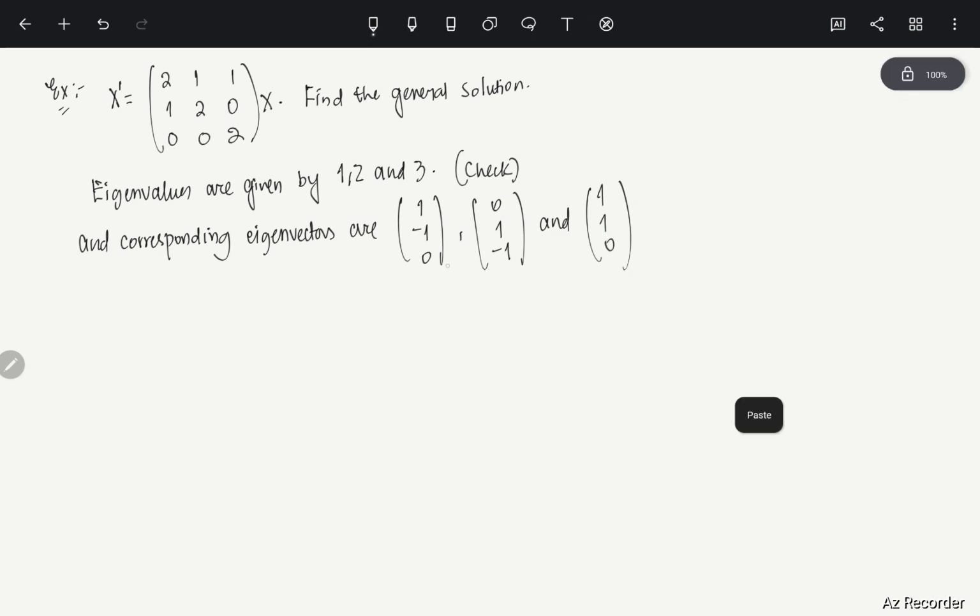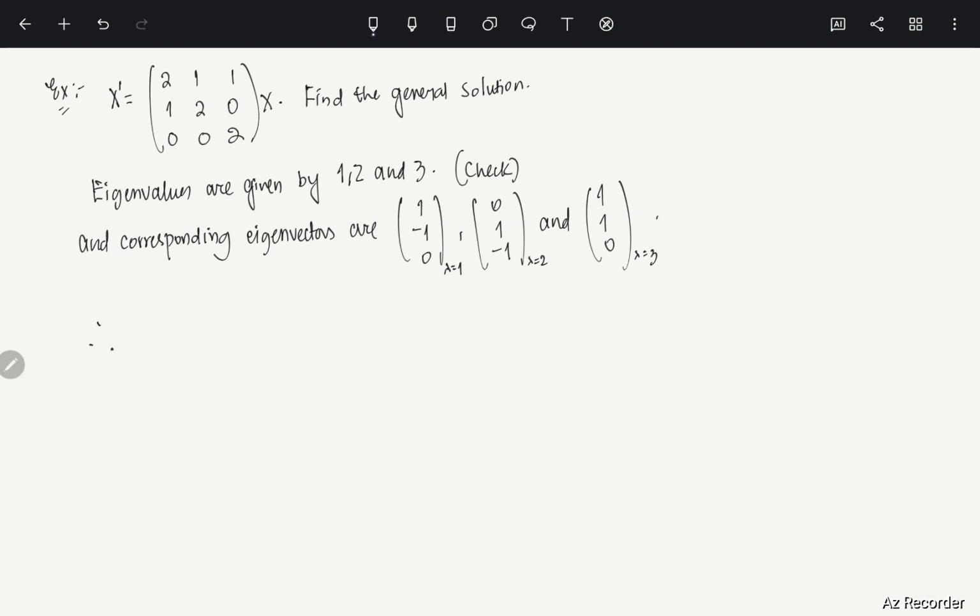Clear? So this is lambda equals 1, lambda equals 2, and lambda equals 3. Please don't change the order, because otherwise there won't be a solution. Corresponding to lambda j, if Vj is the eigenvector, then Vj e^(lambda_j t) will be a solution. You can't change the order, so you have to be very careful about it.